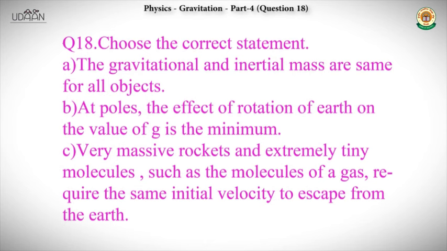We're on question number 18 now. You have to choose the correct statement from the given set of statements. We'll start with the first one, and Arnav will explain to us whether the statements are correct or not. The first one is: the gravitational and inertial mass are the same for all objects.